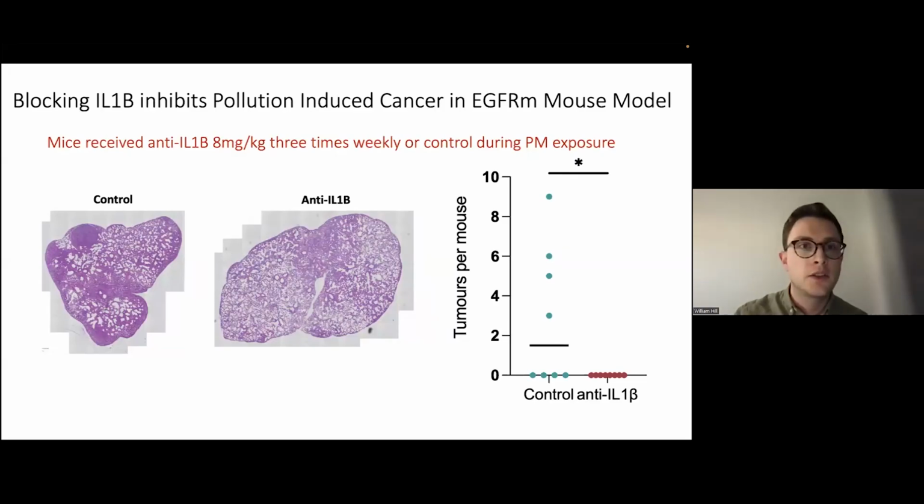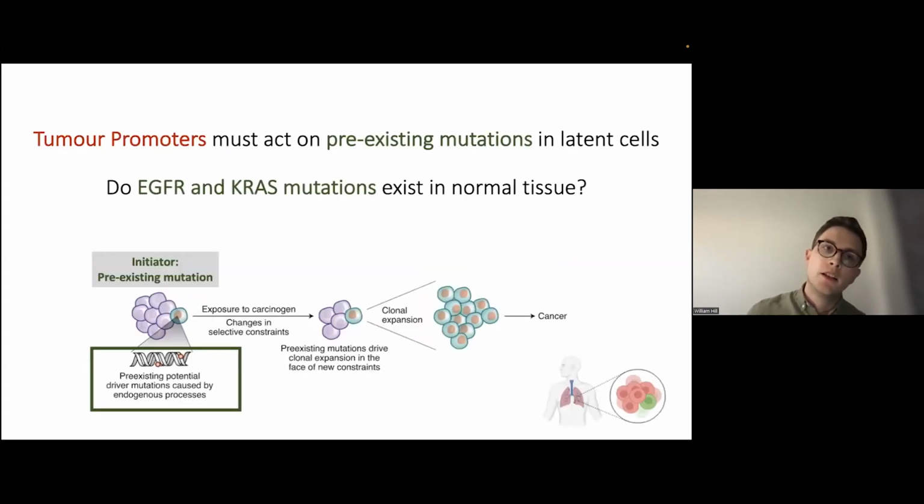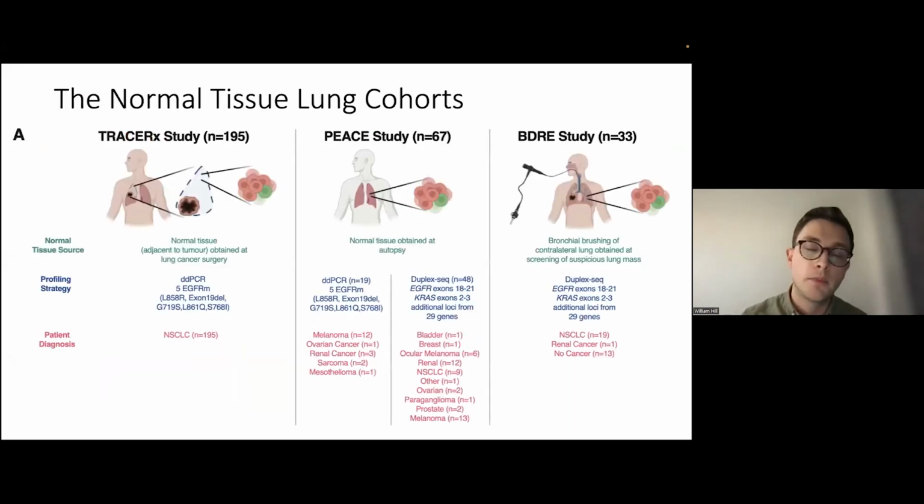And then finally, onto the third prong: if these tumor promoters are acting in a non-mutagenic fashion, then it suggests that these pre-existing mutations must be present in latent cells within lungs over time. And so we explored whether these EGFR mutations are present in normal tissue. To do this, we used 3 clinical cohorts. We used the TRACERx study.